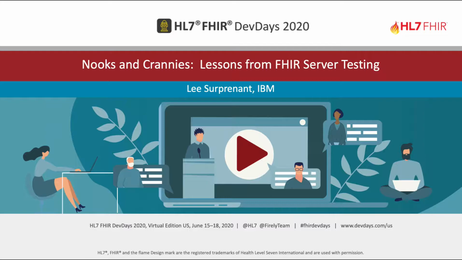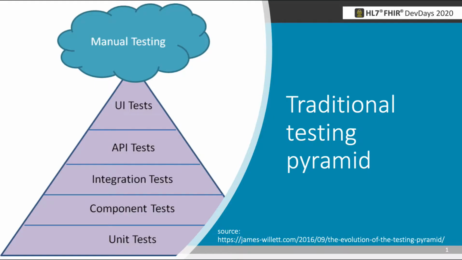Today we're talking a little bit about testing. So, the traditional testing pyramid, the theory goes that unit tests are the fastest to run and the cheapest to write, so you should have the broadest coverage there, but you still want coverage at all the layers above it, as shown.